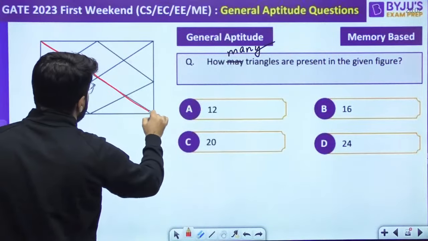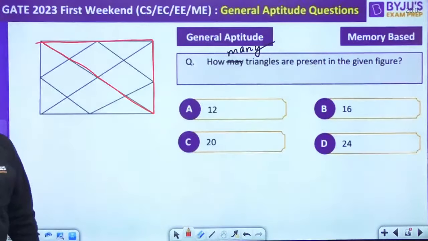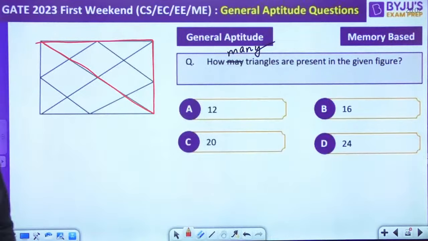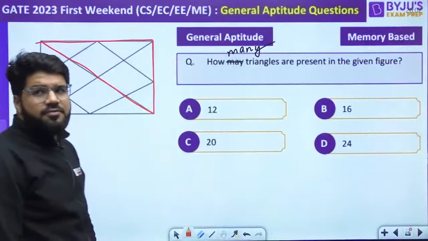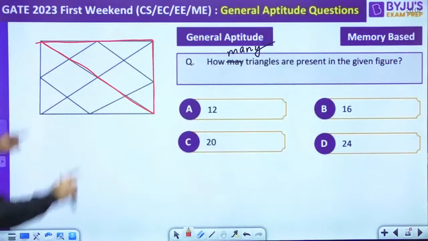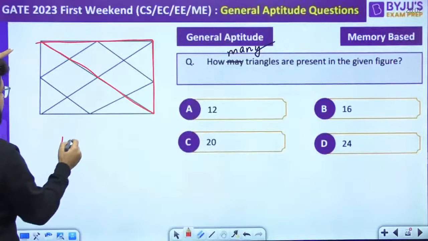dear, half of the figure. Let's talk about the half first, right? If you look into half of the figure, this itself is one big triangle. I'll keep noting: this itself is one big triangle.